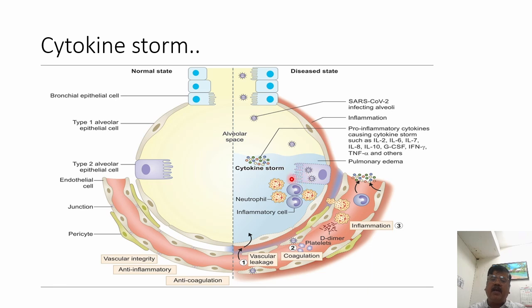So all these factors, the accumulation of inflammatory cells, then neutrophils, all these factors lead to a decrease in oxygen transport, which leads to hypoxia, and this is called a cytokine storm. At a time there is a release, and that is the cause of hypoxia, and that is the cause of mortality in those cases.